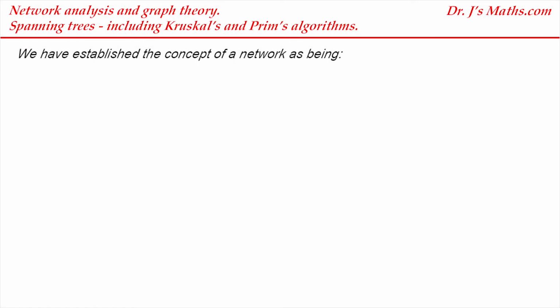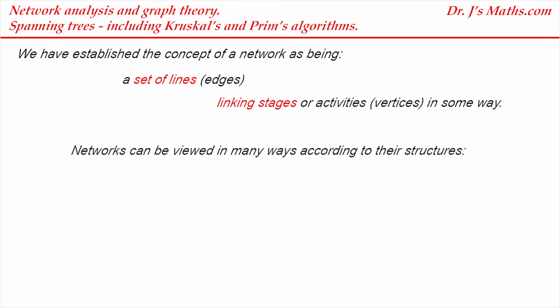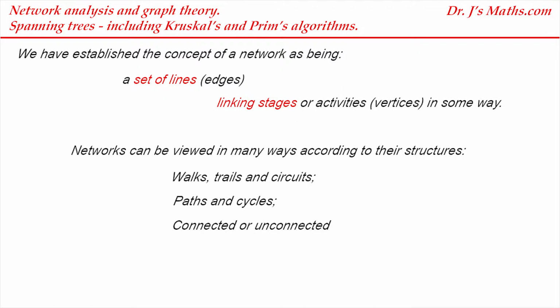In the previous videos we established the concept of a network being a set of lines or edges linking stages or activities, that is the vertices, in some way. And networks can be viewed in many different ways according to their structures. We've looked at walks, trails and circuits, paths and cycles, whether the networks are connected or unconnected, whether they're directed or undirected, or whether they're Eulerian, etc.